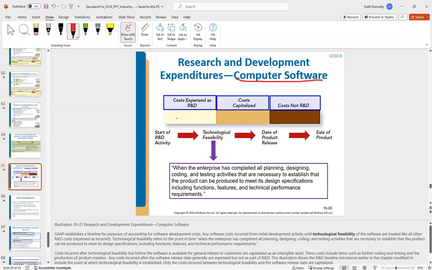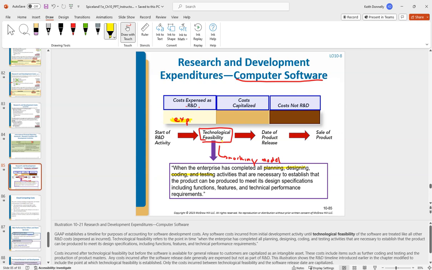So what happens here is we have this idea, we're going to expense that research and development to create this Word 4.0 until we hit technological feasibility. You can think of this almost like a working model. So expense all planning, designing, coding, and testing. You expense all of that.